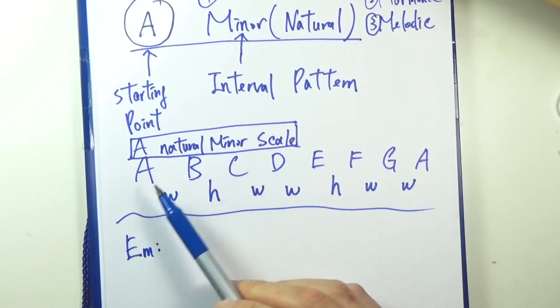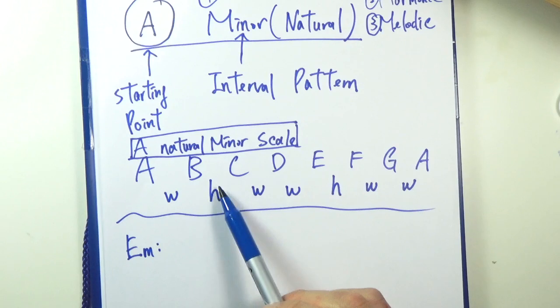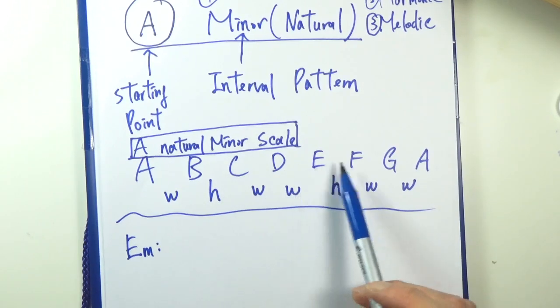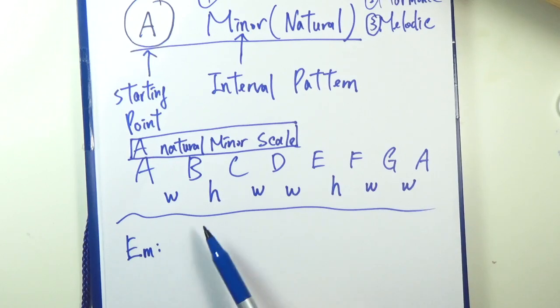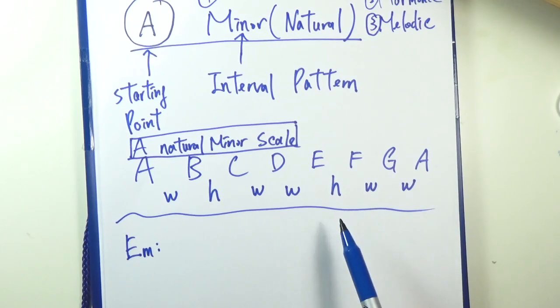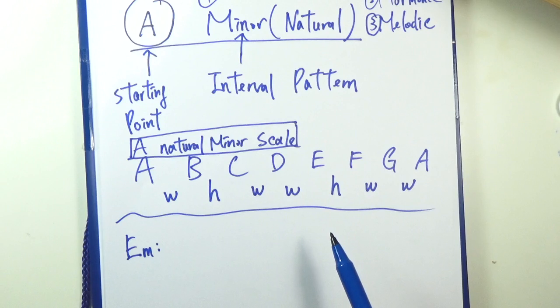So let's check the interval here. A to B whole step, B to C half step, great. C to D whole, D to E whole, E to F half, F to G whole, G to A whole. So whole, half, whole, half, whole. That's the interval pattern that we're looking for in a natural minor scale. All right, the first minor scale that we will learn.